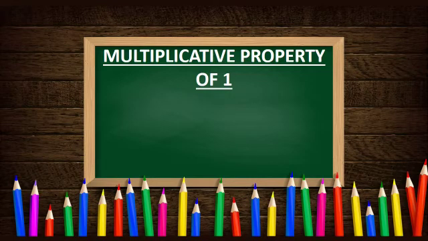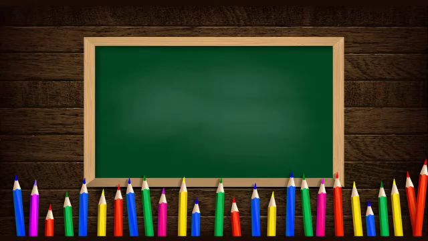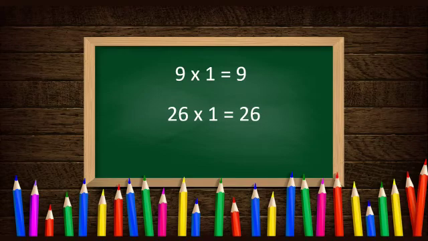Multiplicative property of 1. When we multiply any number by 1, the product is the number itself. This property is called multiplicative property of 1. Let us see the examples. 9 times 1 is equal to 9. 26 times 1 is equal to 26. 135 times 1 is equal to 135.